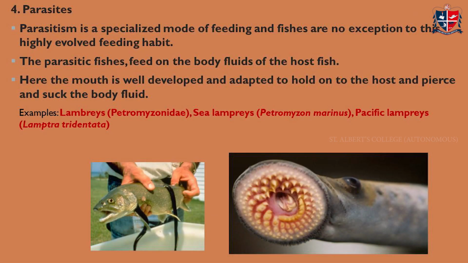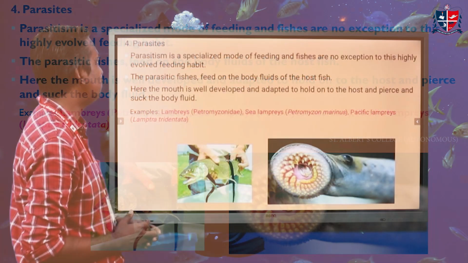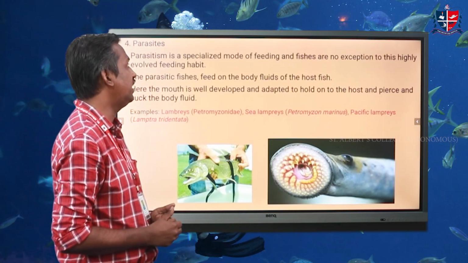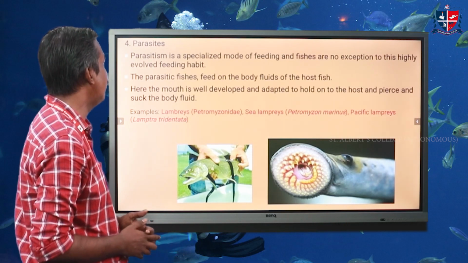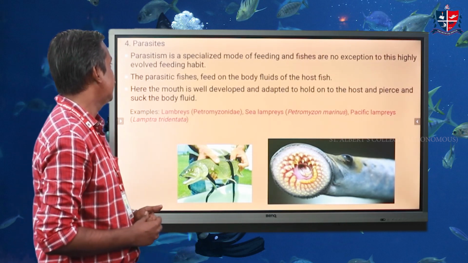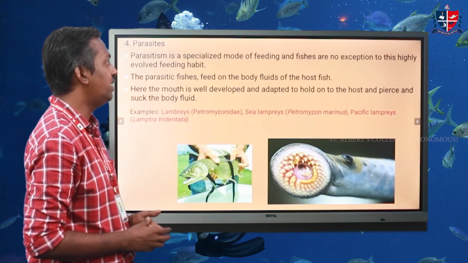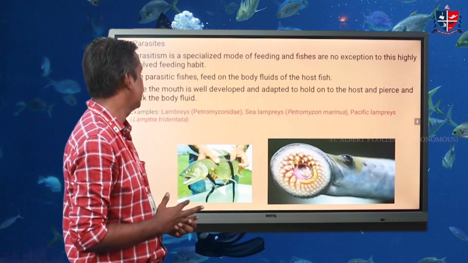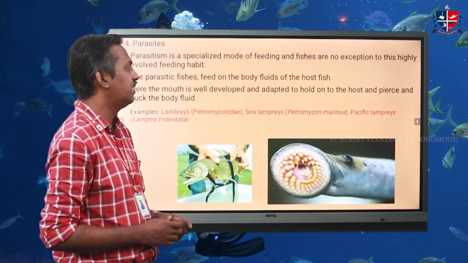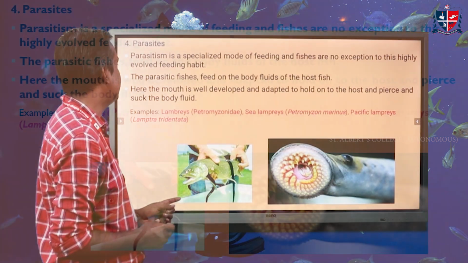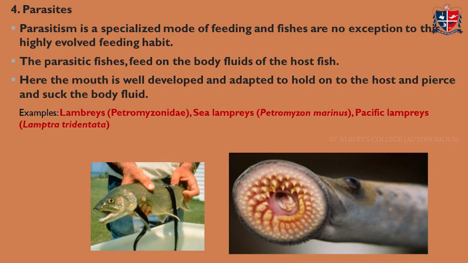The last one is parasite fishes. Parasitism is a specialized mode of feeding, and fishes are no exception to the highly evolved feeding habits. The parasite fishes feed on the body fluid of the host fish. Here the mouth is well developed and adapted to hold on to the host and pierce and suck the body fluid. Examples are lamprey, sea lamprey, and Pacific lamprey.